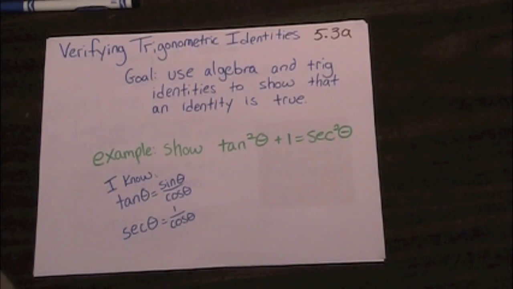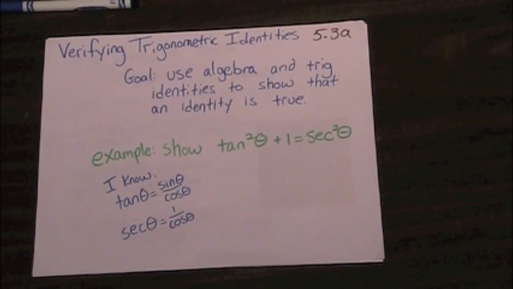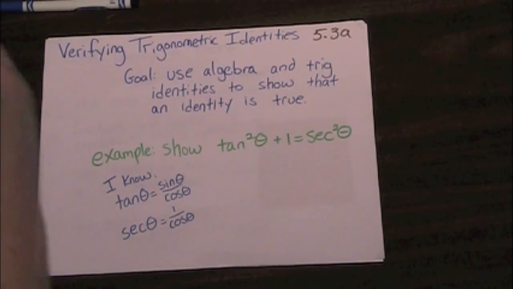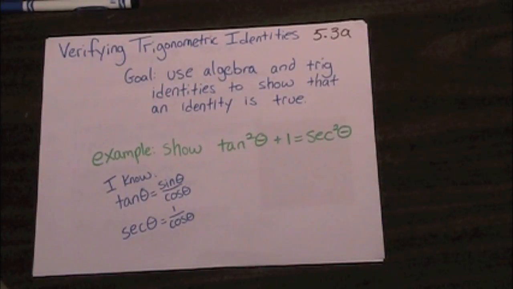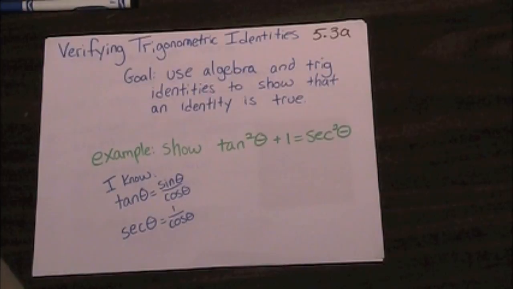Today we're going to be talking about verifying trigonometric identities. What that means is using algebra and trigonometry and what we know about some of the basic identities to show that another identity is true. For example, if I'm interested in showing my Pythagorean identity, tangent squared of theta plus 1 equals secant squared of theta, I can apply what I know about my inverse and my basic quotient identities to come up with something that shows this to be true.